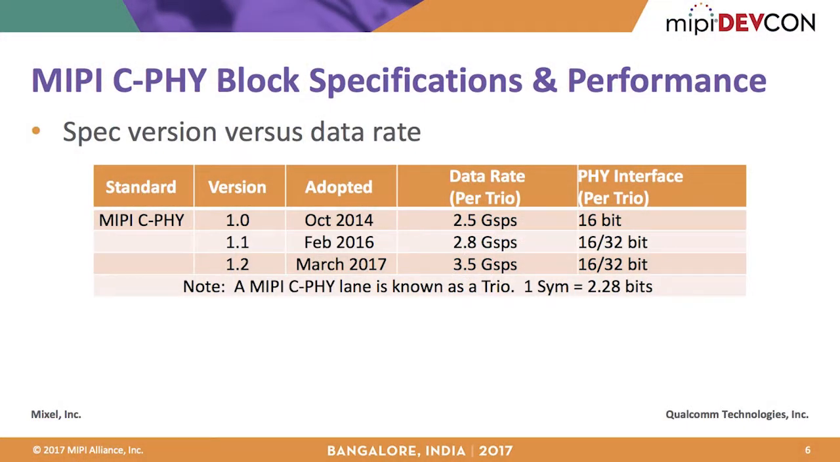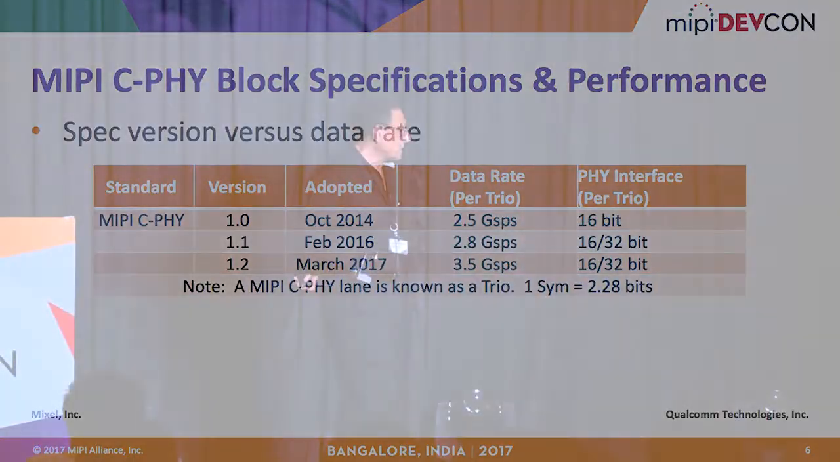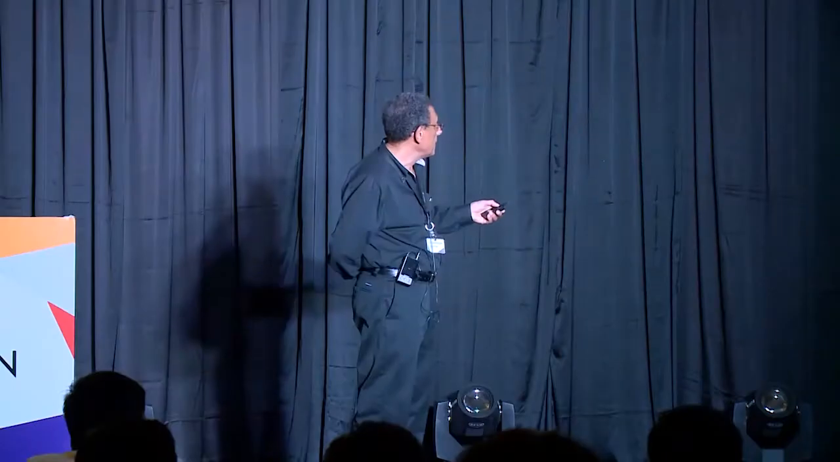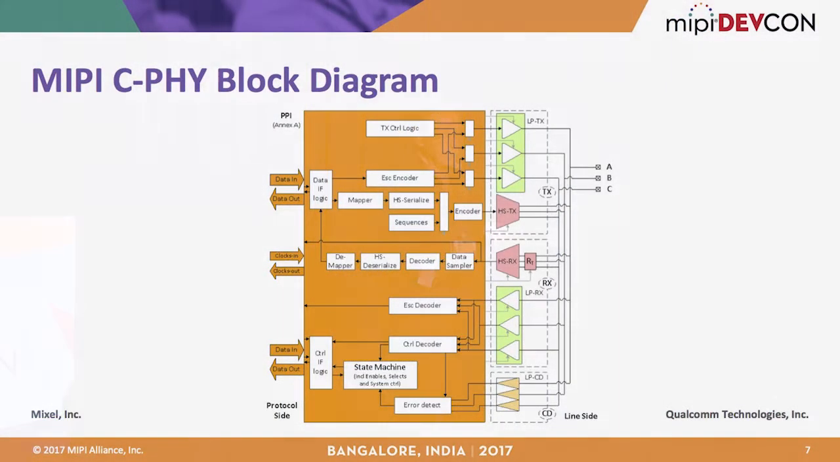The C-PHY was first introduced in 2014, running at 2.5 gig symbols per second. In 2016, it went to 2.8, and version 1.2 in 2017 is running at 3.5 gig symbols per second. And for the C-PHY, one symbol is 2.28 bits. This is the block diagram of the C-PHY.